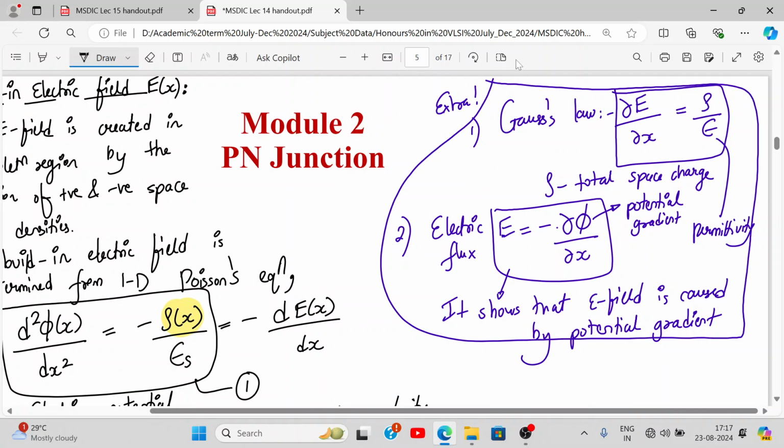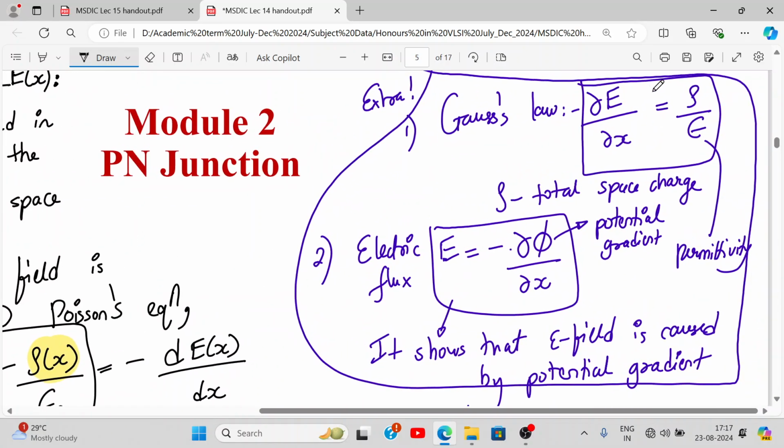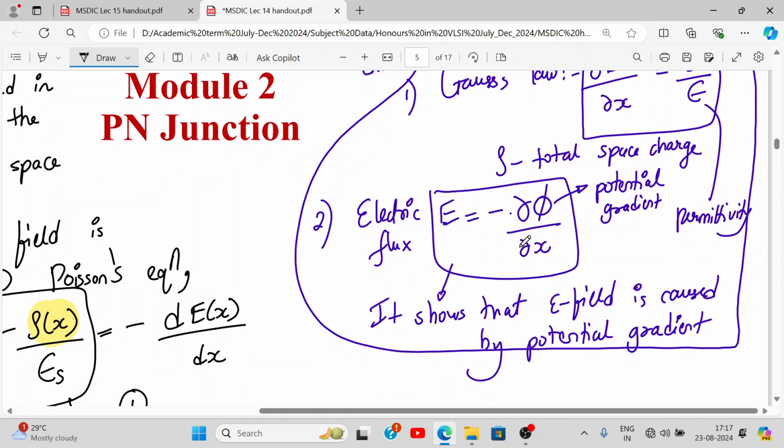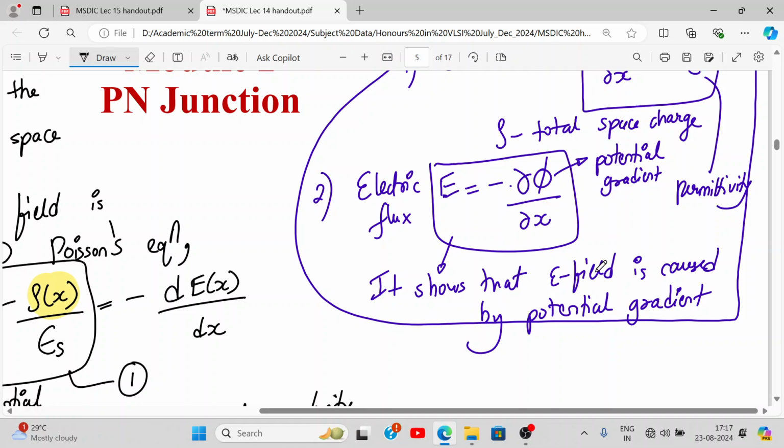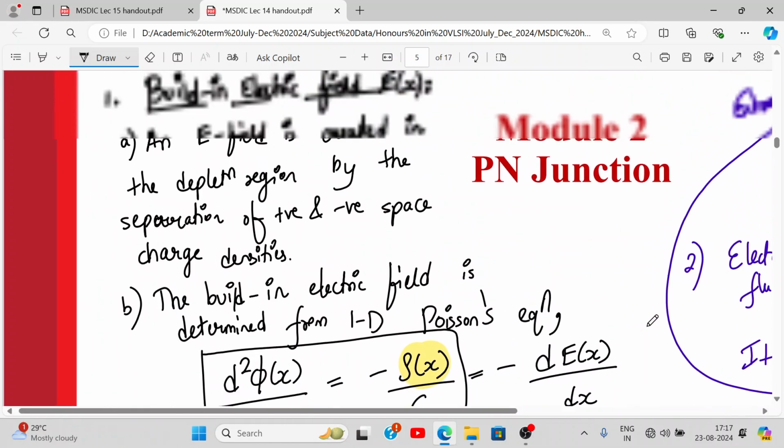We started with Gauss's law. This is Gauss's law. You must have encountered this in physics. dE by dx is rho by epsilon. This is the permittivity, and rho is the space charge, right? And E is the electric field, equal to minus d psi by dx, where psi is my potential. Yes or no? Now, it shows that the electric field is caused by the potential gradient.